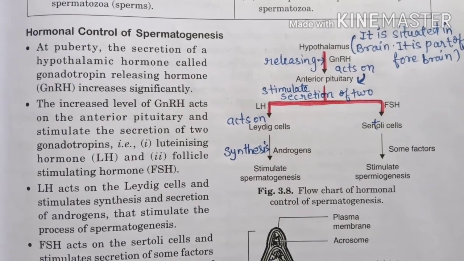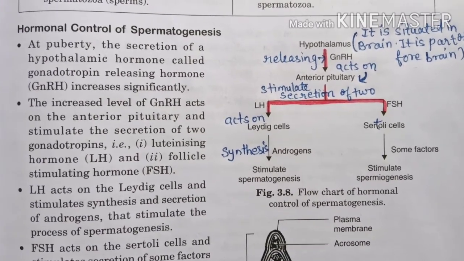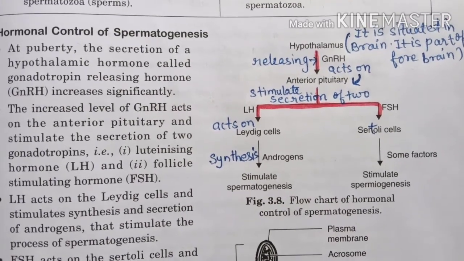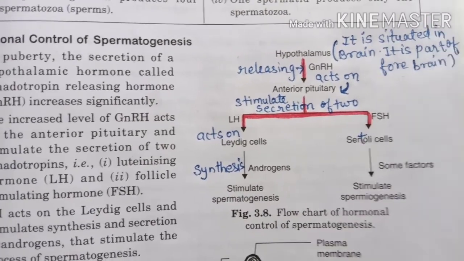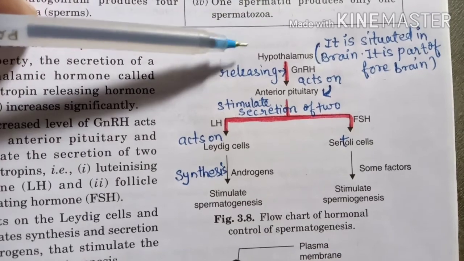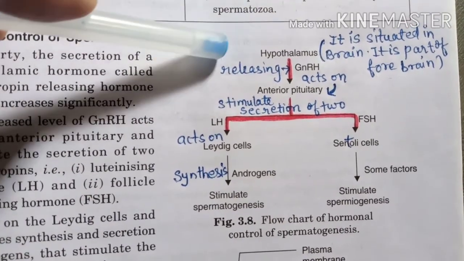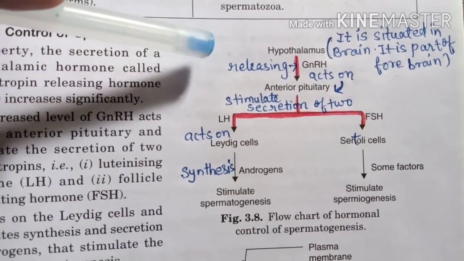Now the next topic is hormonal control of spermiogenesis. You can understand it by the flow chart. Here we have the hypothalamus. The hypothalamus is a part of the brain because it is situated in the forebrain. The hypothalamus releases gonadotrophin releasing hormone.